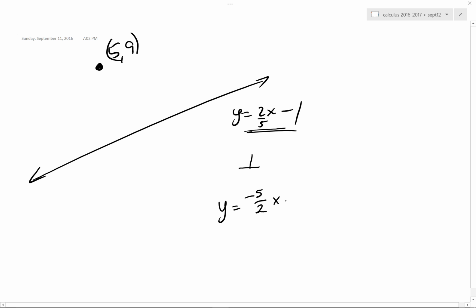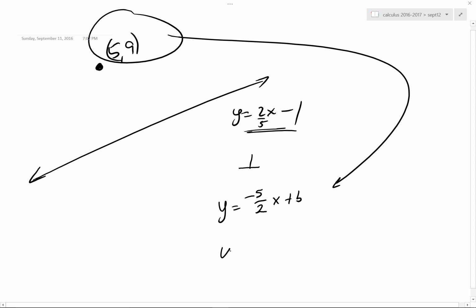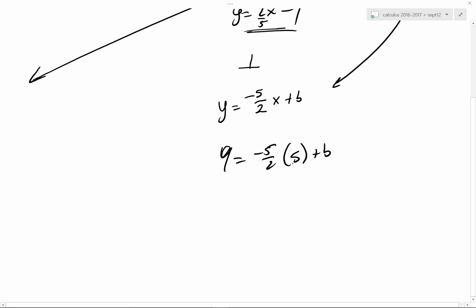Very good. Now simply plug in your points. And you go y, which is 9, equals negative 5/2 times 5 plus b. 2.5 times 5 is 12.5. That's a negative, obviously. Plus it over there, you're going to get 21.5. And this is your b. So y equals negative 5/2 x plus 21.5.